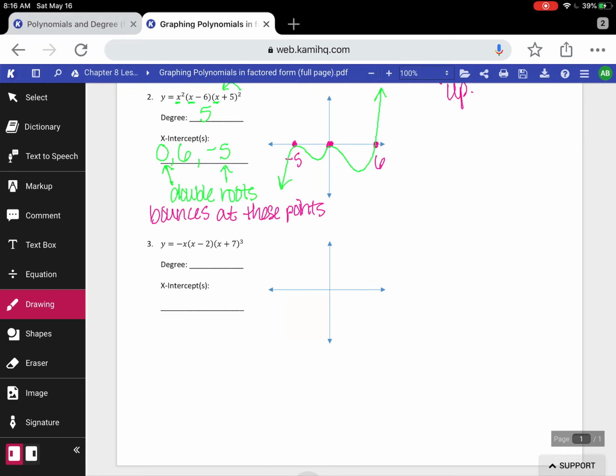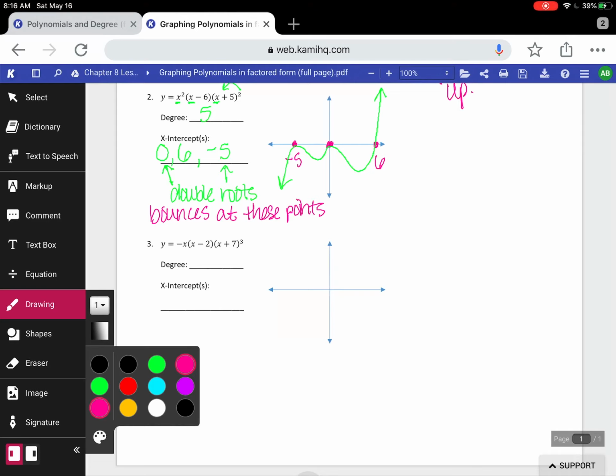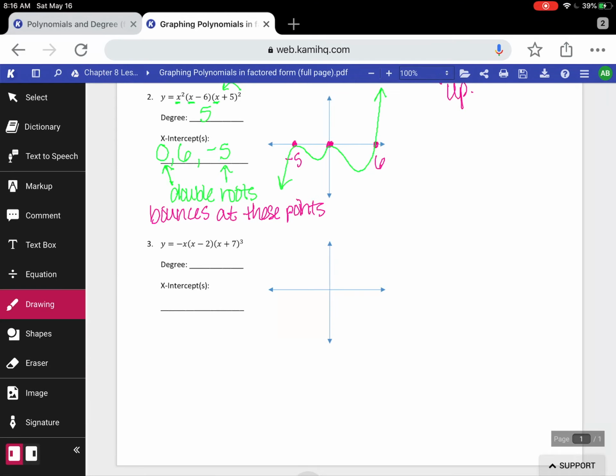All right, and then our last example here. We have our degree first. So we have 1, 2, and then this counts for 3. So this is, again, a degree of 5. Our x-intercepts are going to be at 0 because x equals 0. X minus 2 equals 0 would give us an x-intercept of 2. And then x plus 7 would give us an x-intercept of -7. That -7 is a triple root.